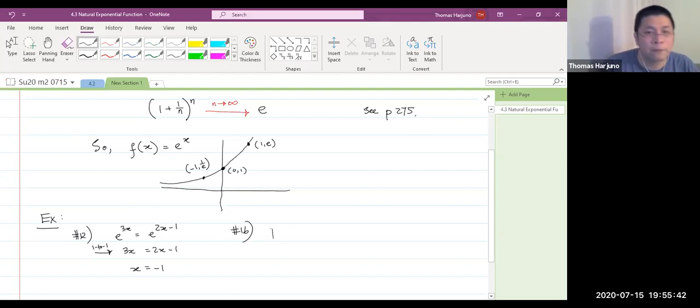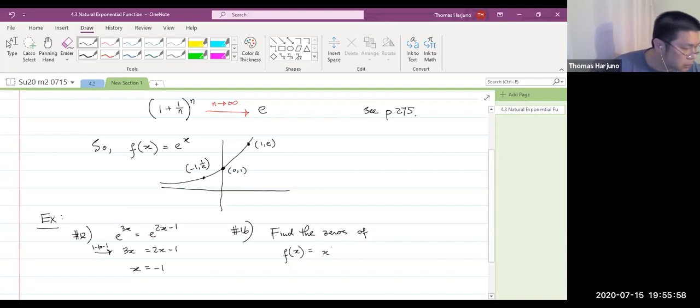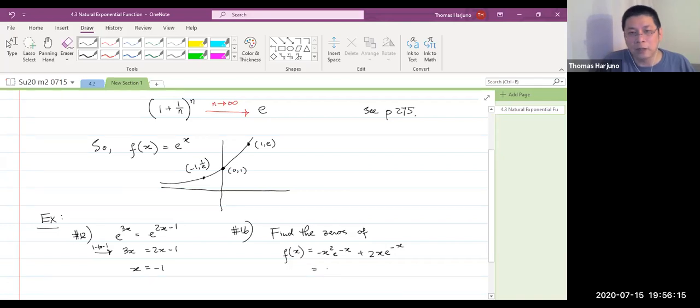Okay. Then using that idea, the one-to-oneness and the range being positive, let's solve number 16, for example. We have to find the zeros of f(x) equals negative x squared e to the negative x plus 2x e to the negative x. What I will do is factoring. I can factor x and e to the negative x out, and I get negative x plus 2.